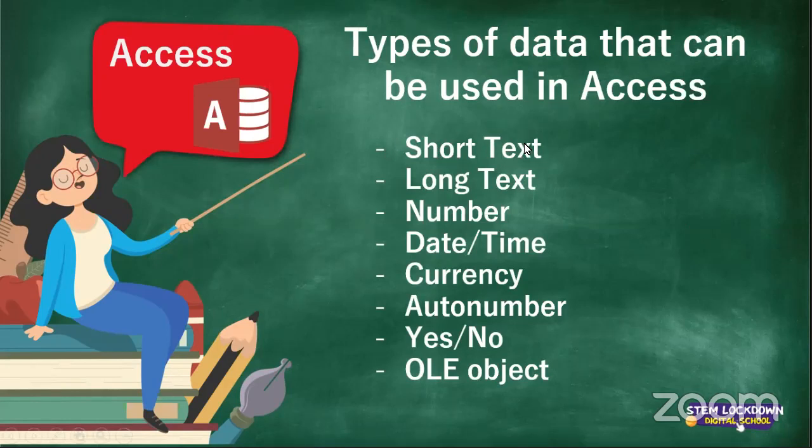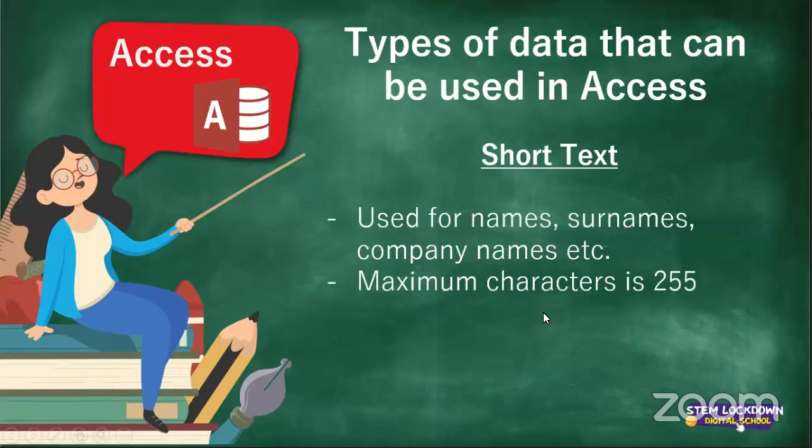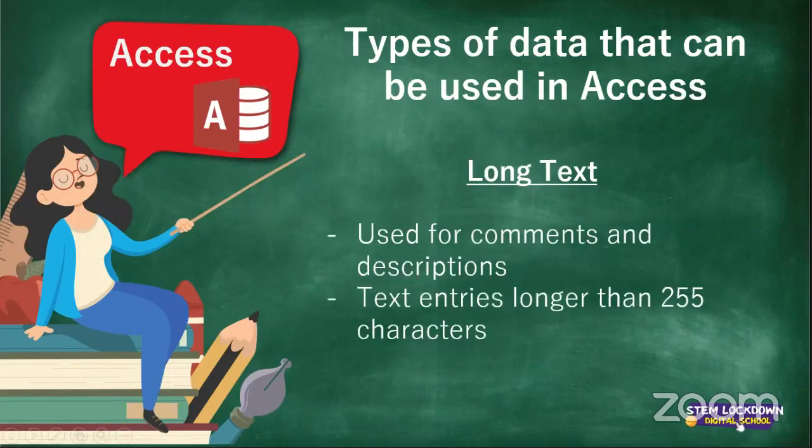So number 1, short text. Number 2 is your long text. Number 3 is your number. Number 4 is your date and time. Number 5, currency. Number 6, auto number. Number 7, yes or no. And then the last one, OLE objects, which is graphics, music or videos that can be stored as a type of data.